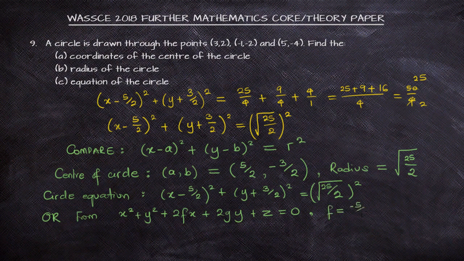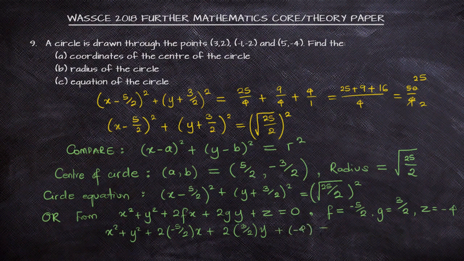F is minus 5 over 2, g is 3 over 2, and z is minus 4. We can substitute these values back so that we have x squared plus y squared plus 2 times f, which is minus 5 over 2, plus 2 times g, which is 3 over 2, multiplied by y, and z is minus 4, equals 0. And here, if we just cancel the 2s, our equation will come out as x squared plus y squared minus 5x plus 3y minus 4 is equal to 0. And with that, we've been able to evaluate the equation of the circle, the coordinate of the center of the circle, and the radius of the circle.